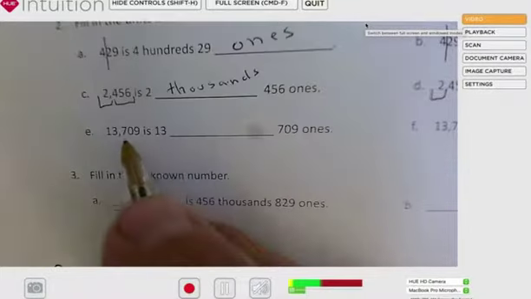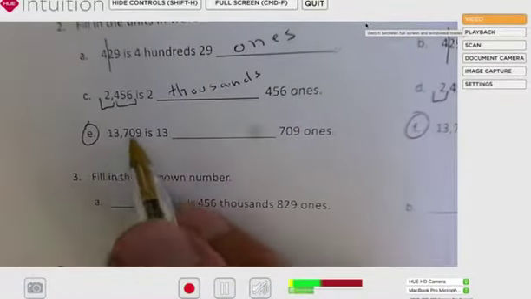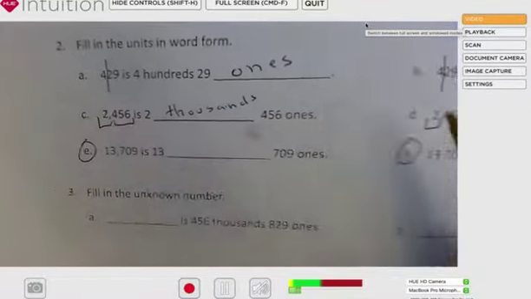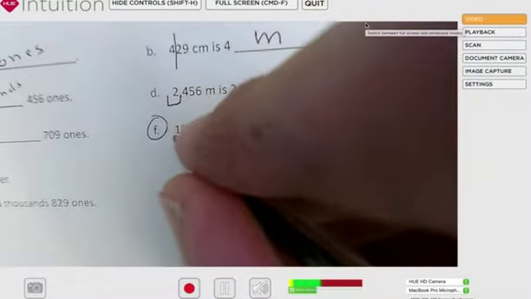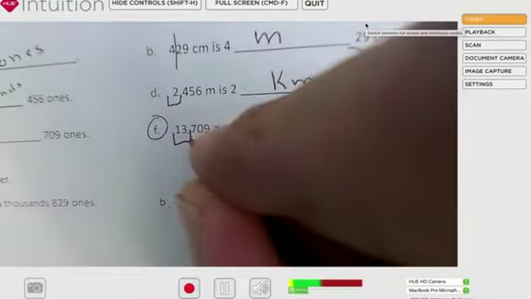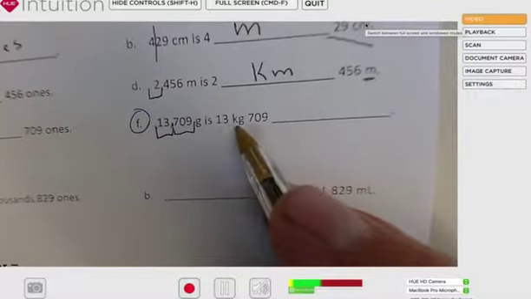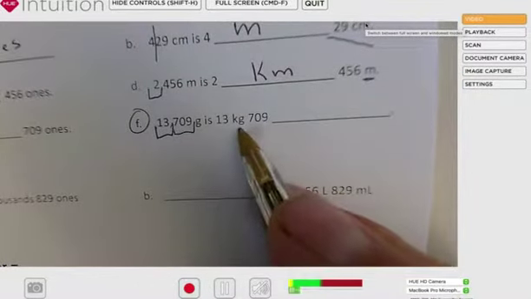So let's see. I'm going to have you do this one, E and F on your own, okay? Because this one is just like the one above it. So again, not that tricky. This one, though, we're talking about separating the thousands from what is not the thousands, okay? This is 13 kilograms. 709 represents what? Kilograms?